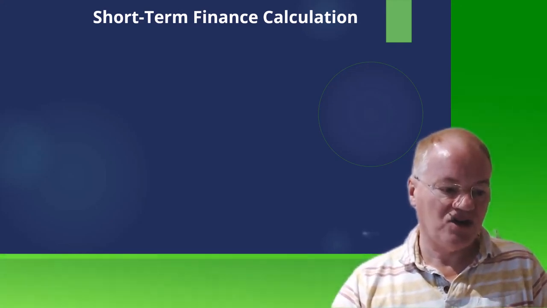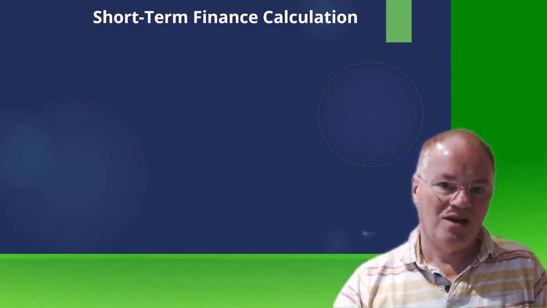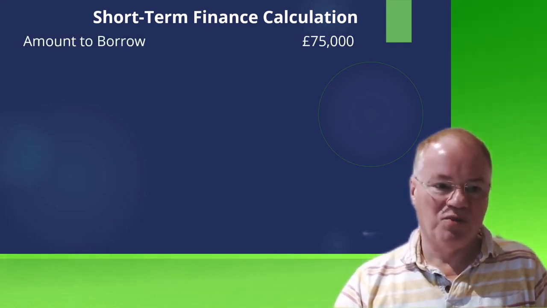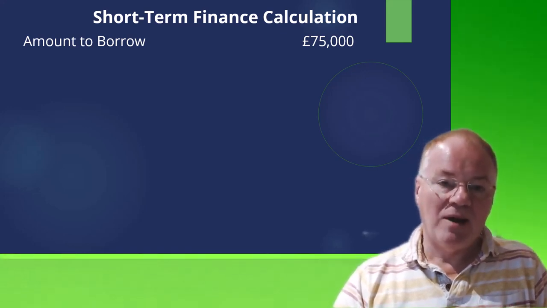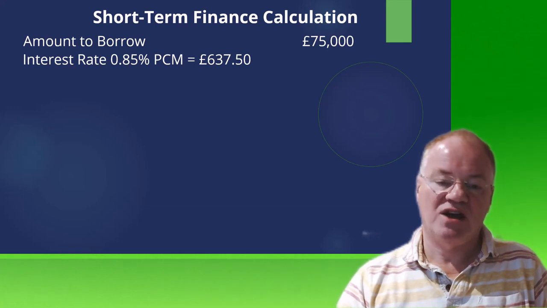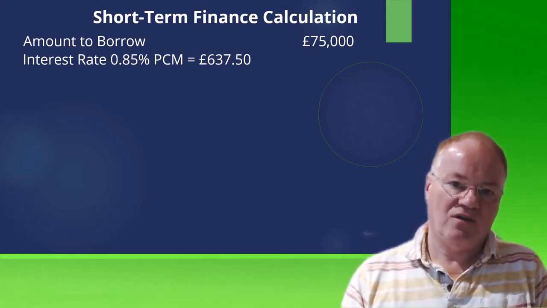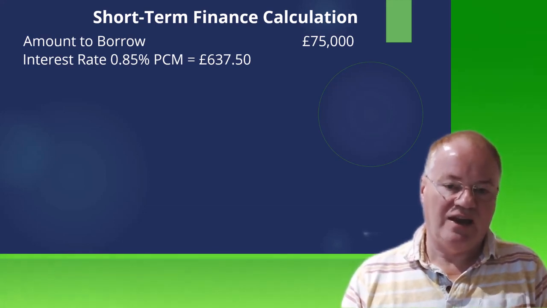So now let's look at an example of short-term financing and the way that this is calculated. This is quite interesting how they do it, and if you've never seen this before, you will, I'm sure, have some comments to make about it. Let's put it that way. So let's assume we're just borrowing a small amount, 75,000 in this example, and we're going to assume an interest rate of 0.85%. Now, I have to point out that these slides were created a few years ago, and so the current interest rate is not reflected here.